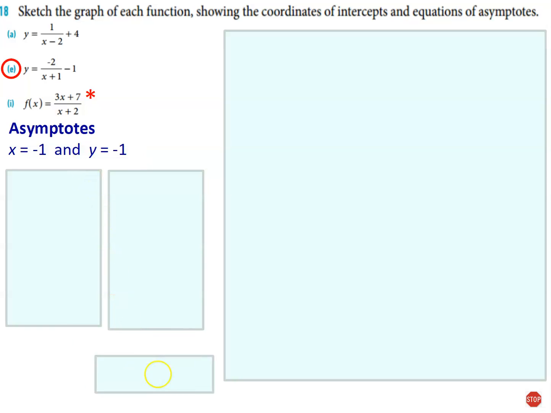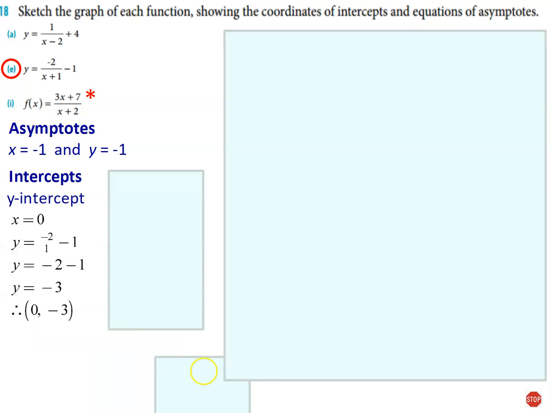Okay, quickly just show you the solutions. So because we've got x plus 1, we've moved the whole graph 1 unit to the left, so the asymptotes are at x equals 1. And because we moved the whole graph down 1, the other asymptote is at y equals -1. Okay, doing the intercepts, as before, I did the y-intercept first, so I set x equal to 0, and solved it and got 0, -3. There's all the working there.